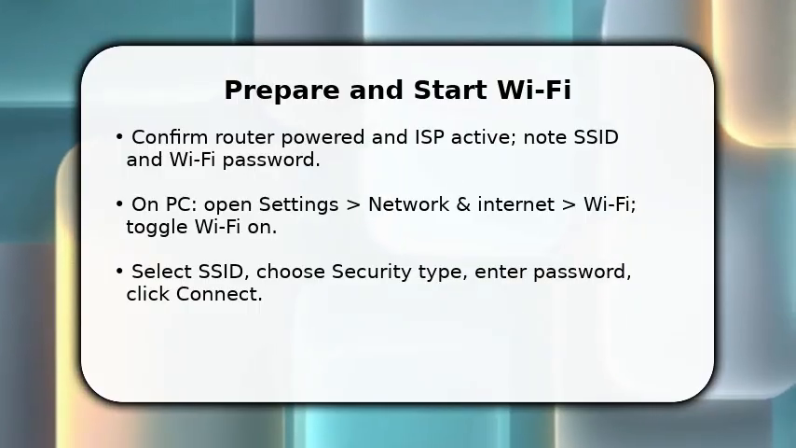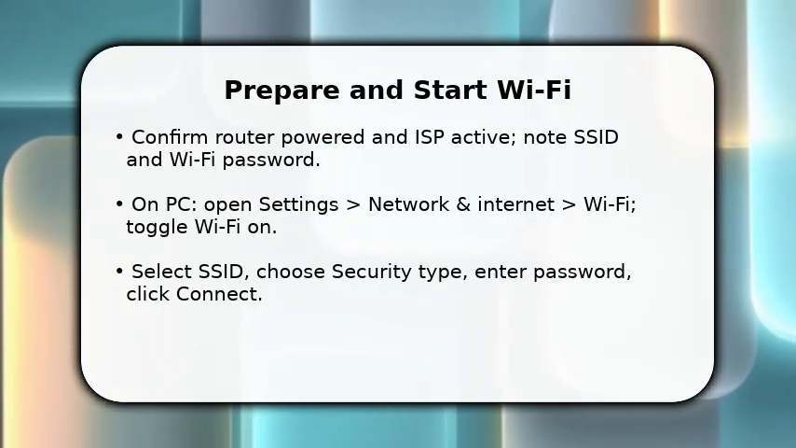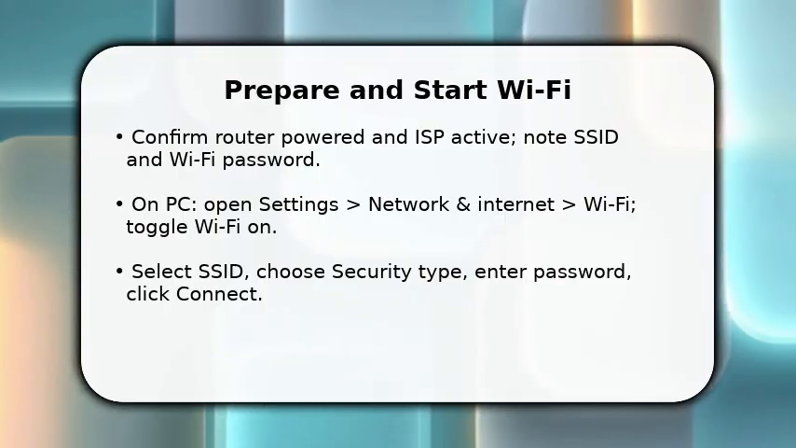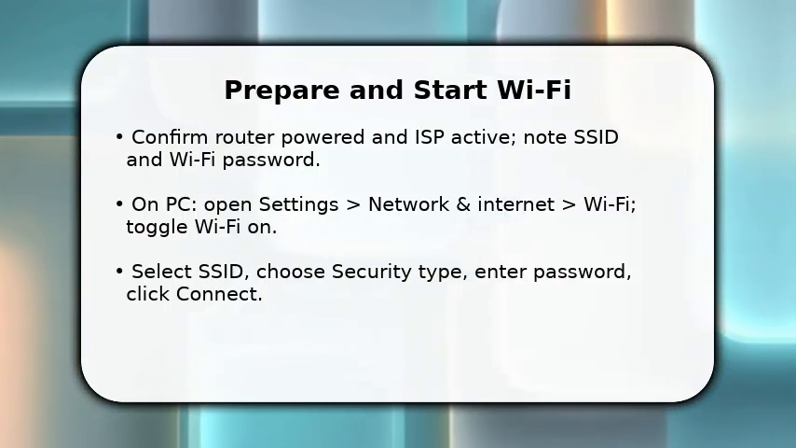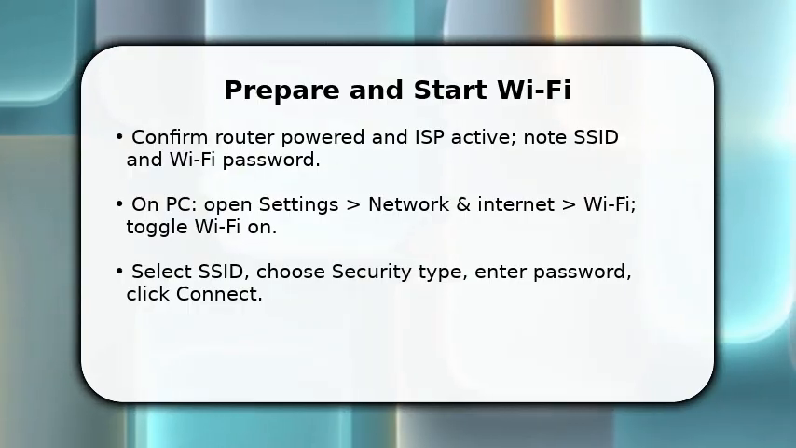You'll start by confirming essentials. Make sure the router is powered, ISP service is live, and you know the SSID and password. On your Windows 11 PC, open Settings, go to Network and Internet, and turn Wi-Fi on.